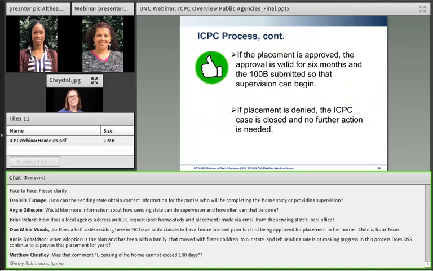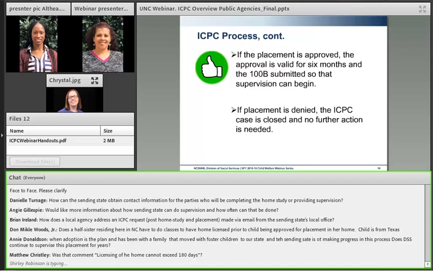So if a placement is approved, the approval is valid for 6 months from the date that the 100A is signed by the receiving state's consultant. Please note that if you have an approval, the 100B must be submitted so that placement can be notified to the other agency and supervision can begin. If your placement is denied, then the ICPC case is closed and there's no further action needed.